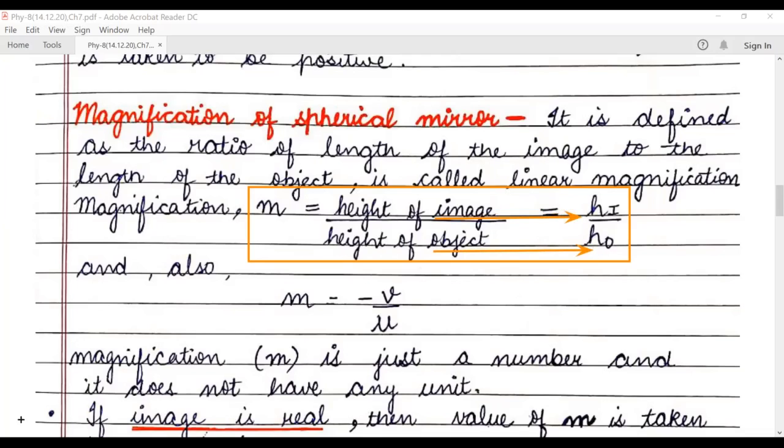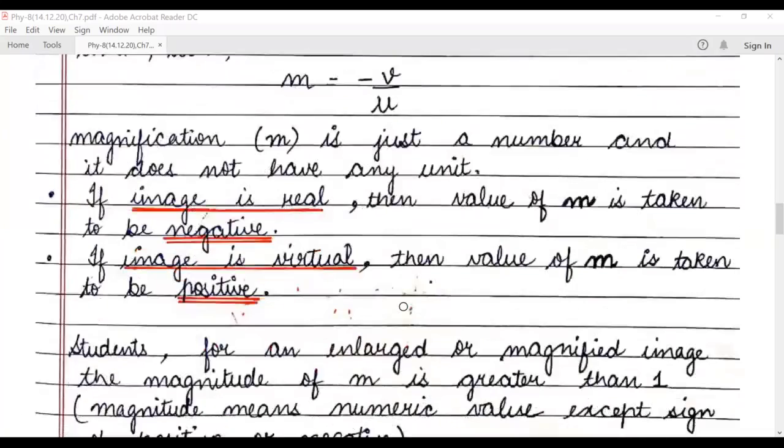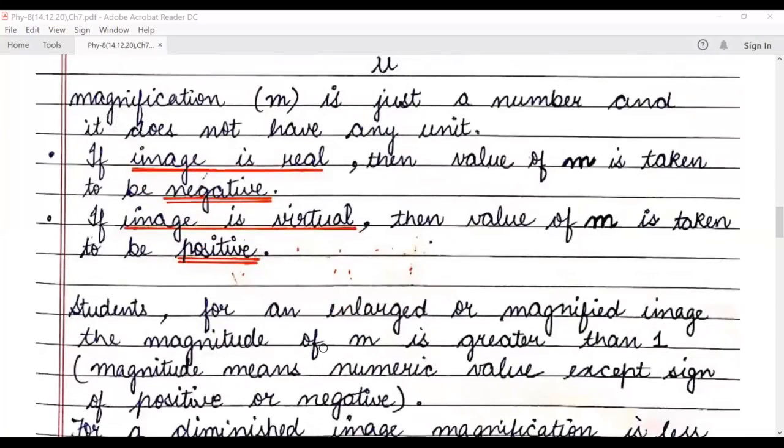Students, there is one more formula for magnification, and that is minus V by U. M can be written as the ratio of minus V by U. We have to put a negative sign here. Now students, this magnification is just a number and it does not have any unit.